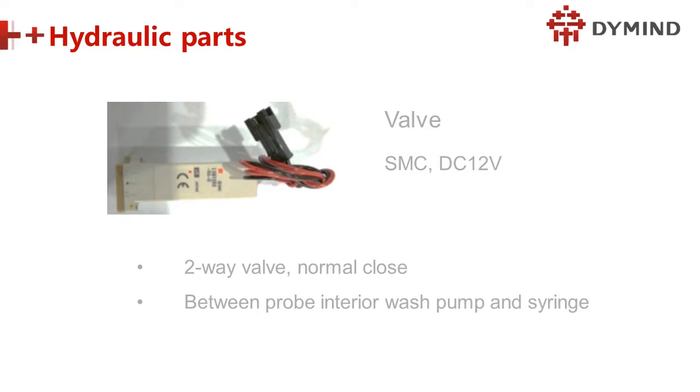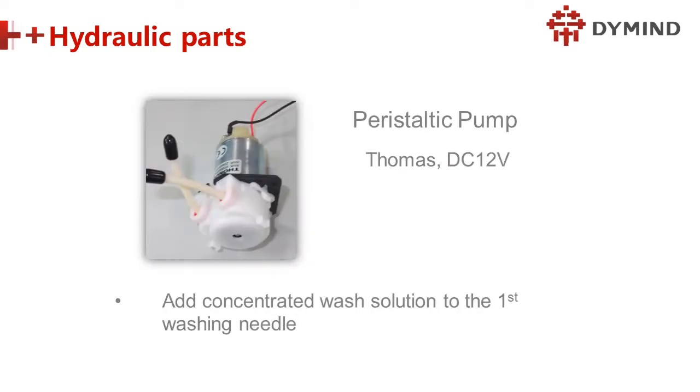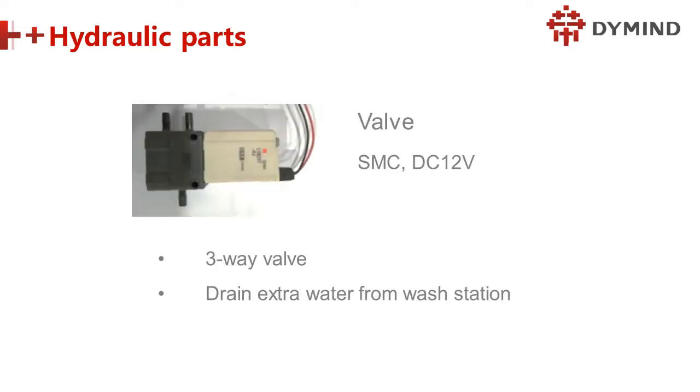And this is the SMC valve, a small two-way valve, normally closed, which means if the power is on, the path will be open. It sits between the probe and the internal wash, the pump and the syringe. This is the Thomas pump. The brand is Thomas, and it sends concentrated wash solution to the first washing needle. This is the SMC three-way valve. Remember, this one is different. The three-way valve is for draining extra water from the wash station.